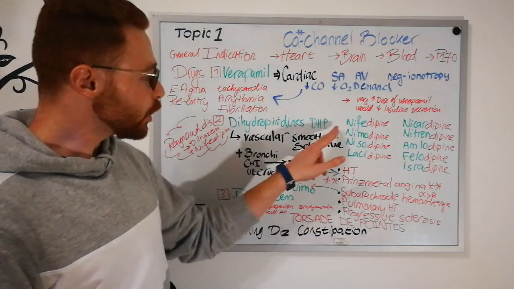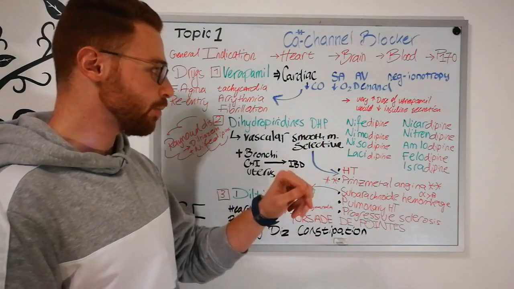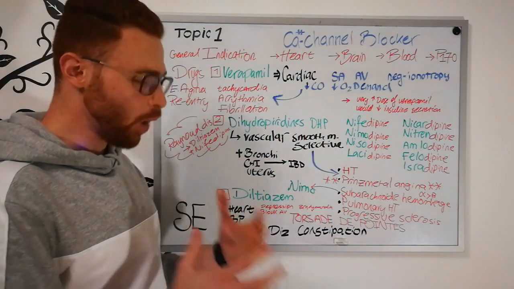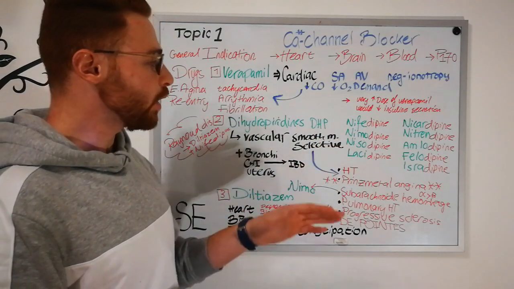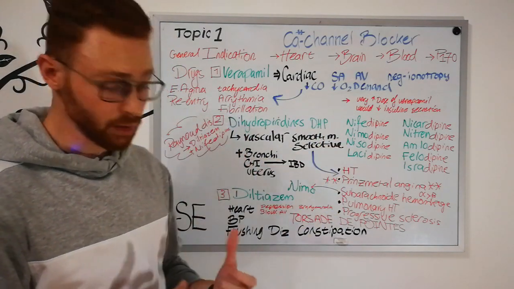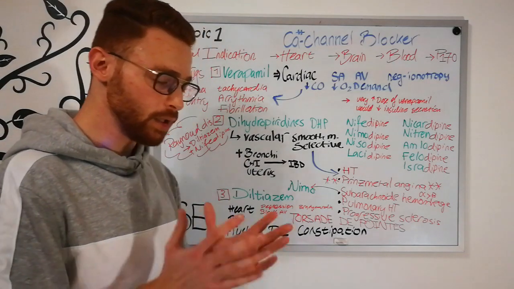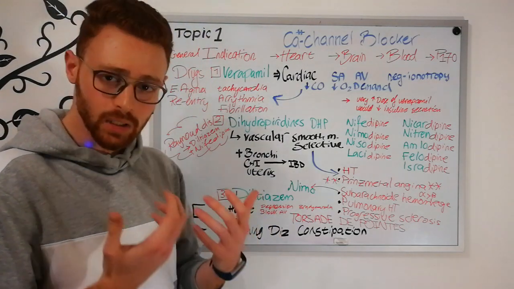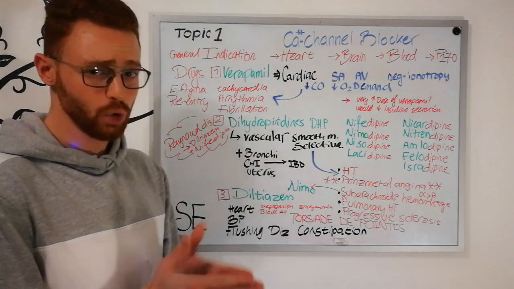Now, we didn't use the dihydropyridines for effort angina. We used them for the Prinzmetal angina. Now, why? For example, if we use nifedipine for effort angina, and we know that effort angina is basically that we don't have enough oxygen supply to the heart to do its function.